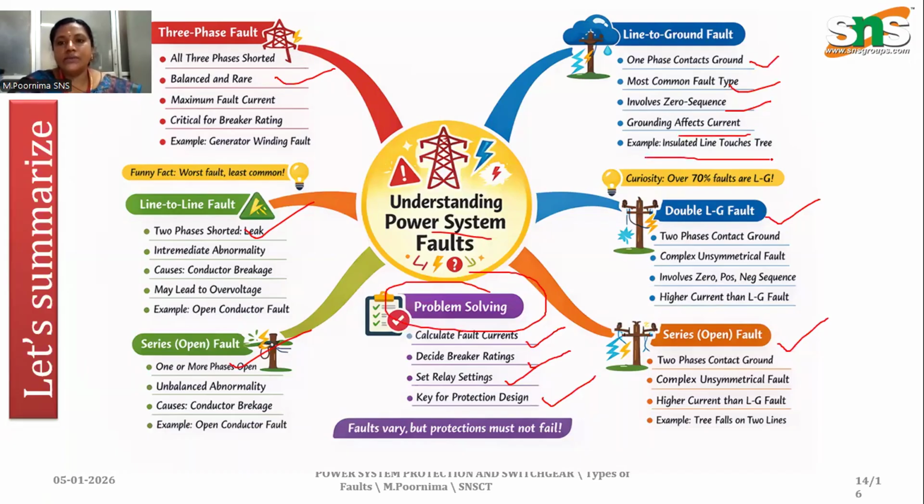We have examples like an insulator line fault, where insulation fails, and trees touching lines. A three-phase fault occurs when the generator winding faults. These are the things we have learned in this topic.